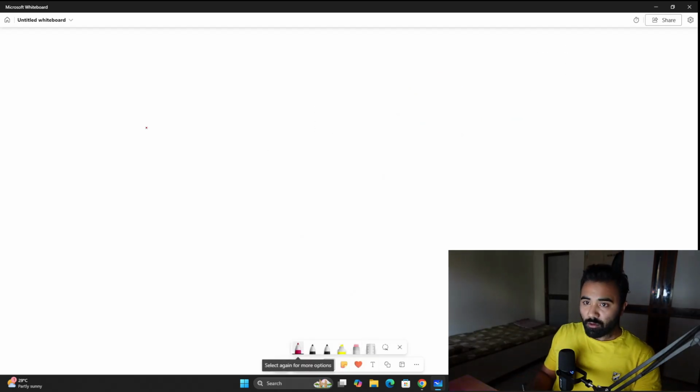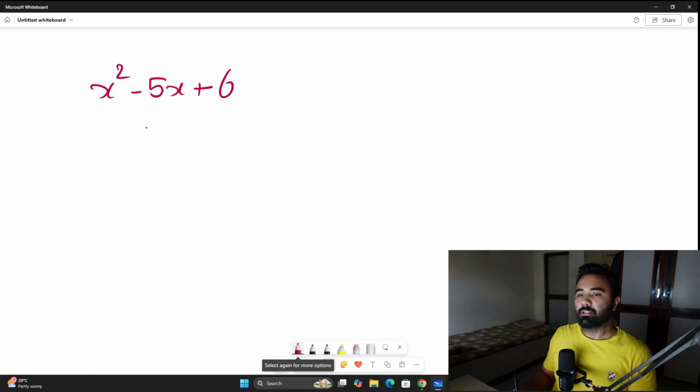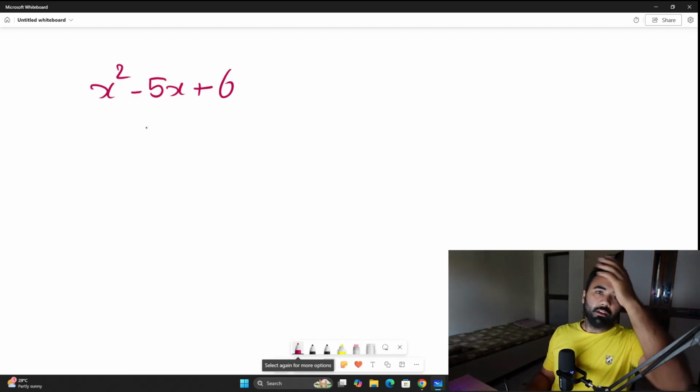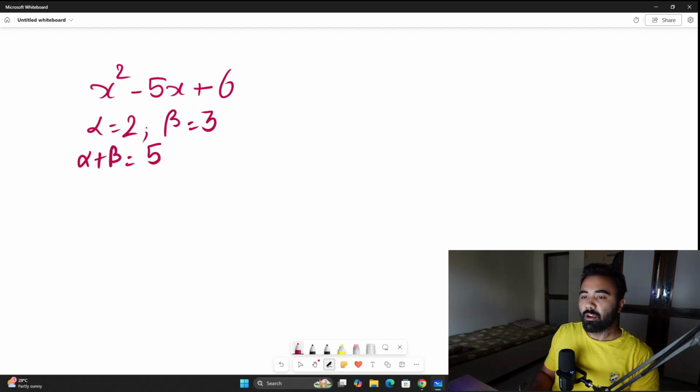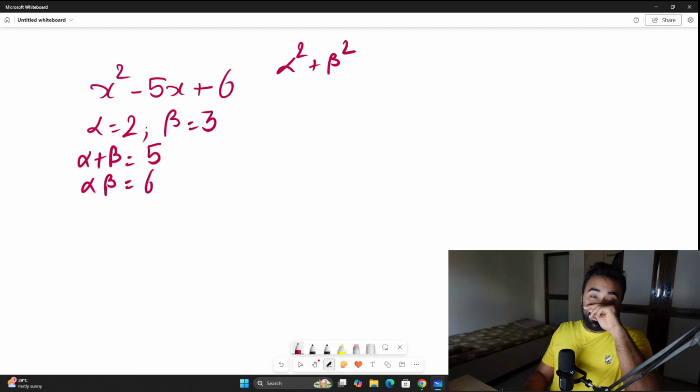Alright, so again I'll write down the equation, that is x square minus 5x plus 6. Suppose this is the quadratic equation. And we know that alpha is equal to 2, beta is equal to 3. That gives us alpha plus beta is equal to 5, alpha beta is equal to 6. So far we have concluded this, but they'll not ask you this. They'll ask you to find the value for alpha square plus beta square. How do you find this one?